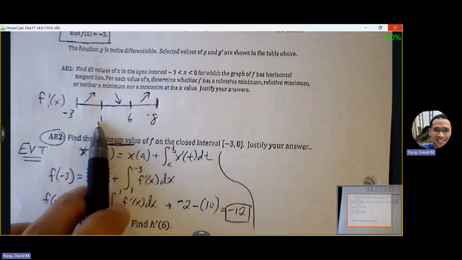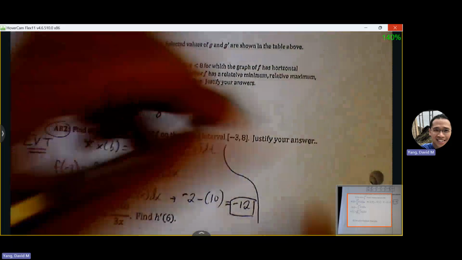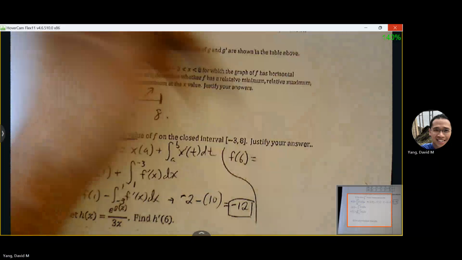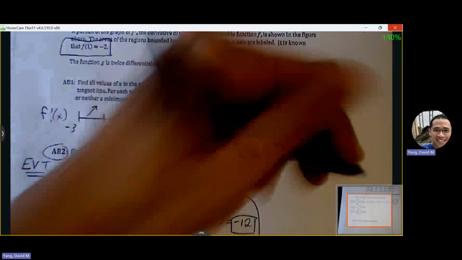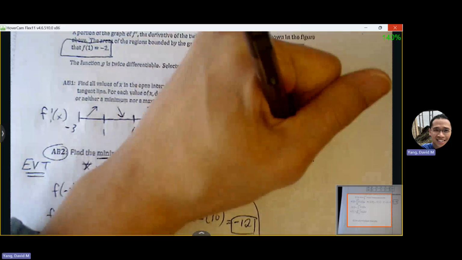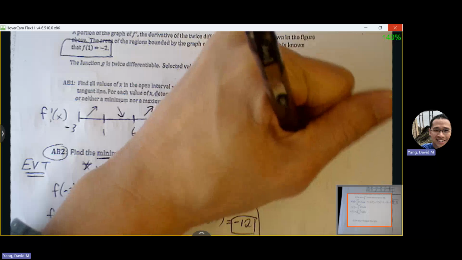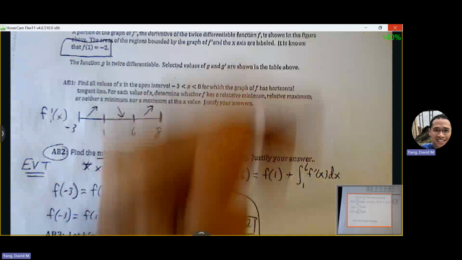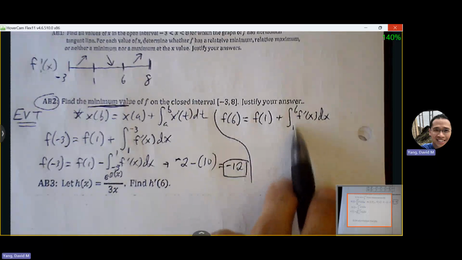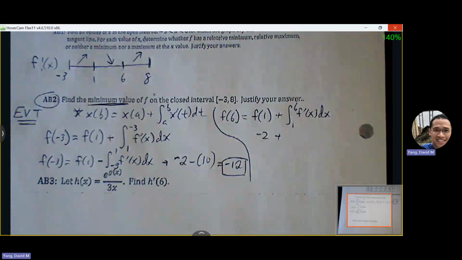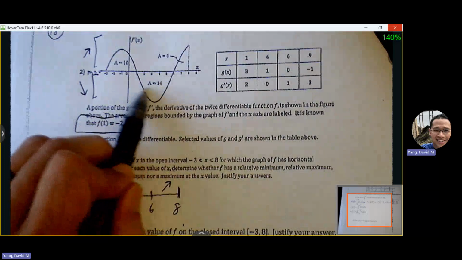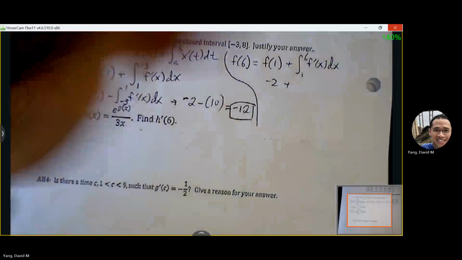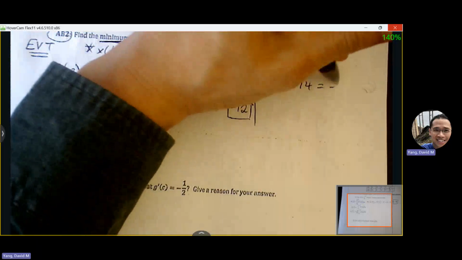We can skip over 1. We can go to 6. So f of 6: final equals initial plus displacement. My initial again is at f of 1. This time I'm going from 1 to 6. No need to adjust the bounds because my bounds are already in the order that I needed. So f of 1 again is -2. And then from 1 to 6, below the x-axis, they tell us the area, but we know the displacement is negative, so -14, which is -16.